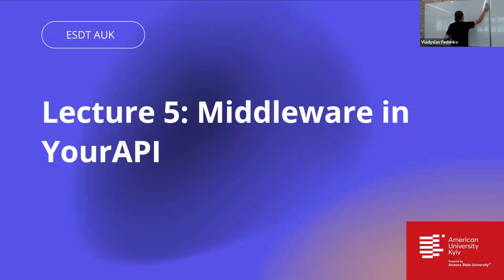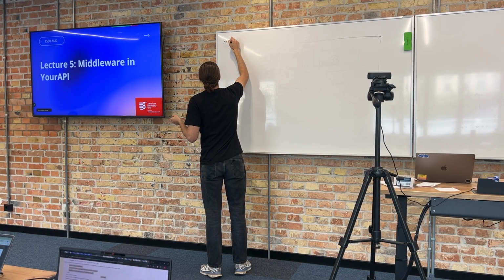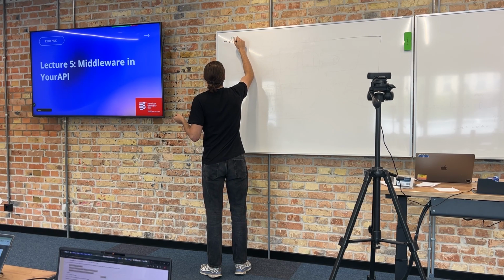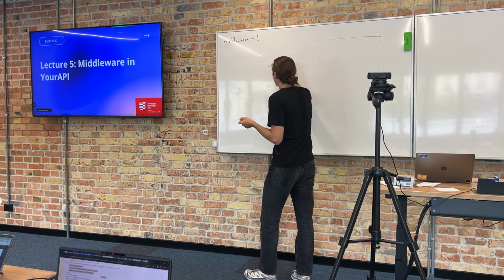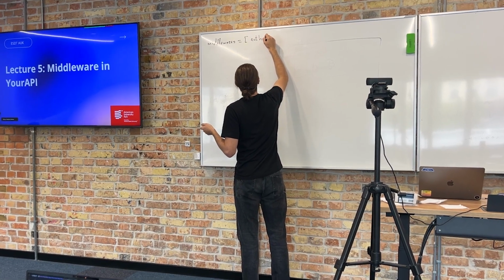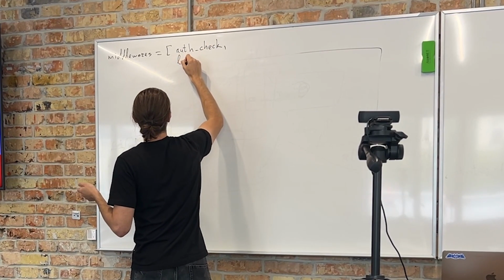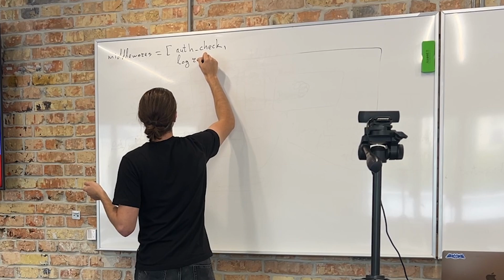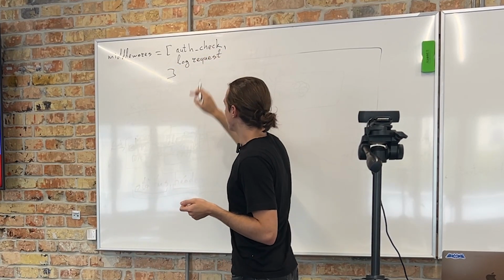So for example, as you know, inside your server, you will have a middlewares field. And this is a list of callables. So we can say, okay, we have auth check and log request. For example, we have two middlewares.